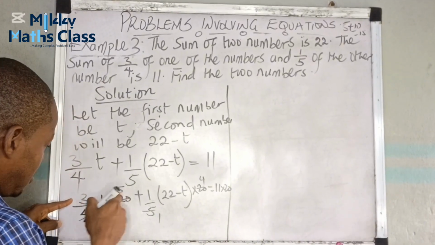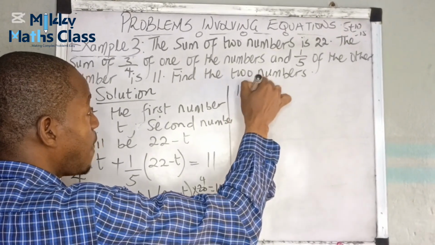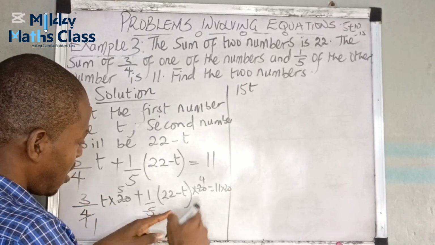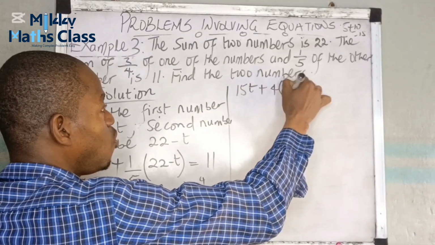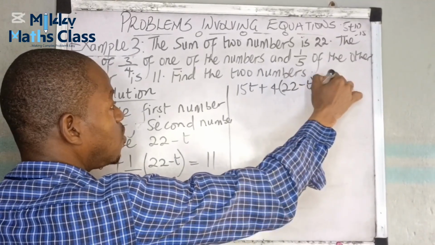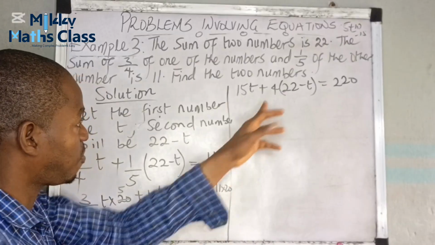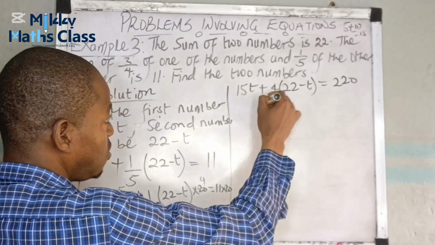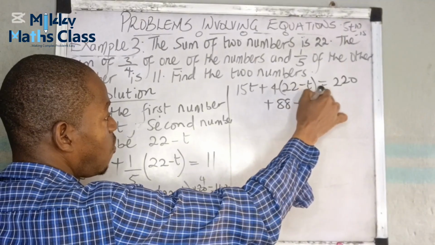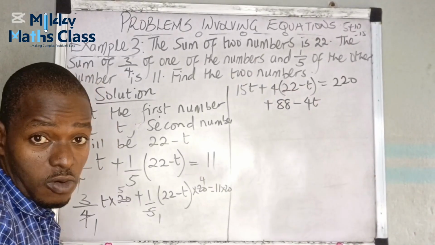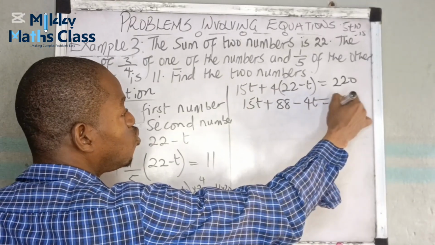So we have 3 times 5, that's 15t. Then I have plus 4 into brackets 22 minus t is equal to 11 times 20, that's 220. So from here, let's expand this. 4 times 22 is 88. 88 minus 4t, 4 times t is 4t. You have 15t here, is equal to 220.